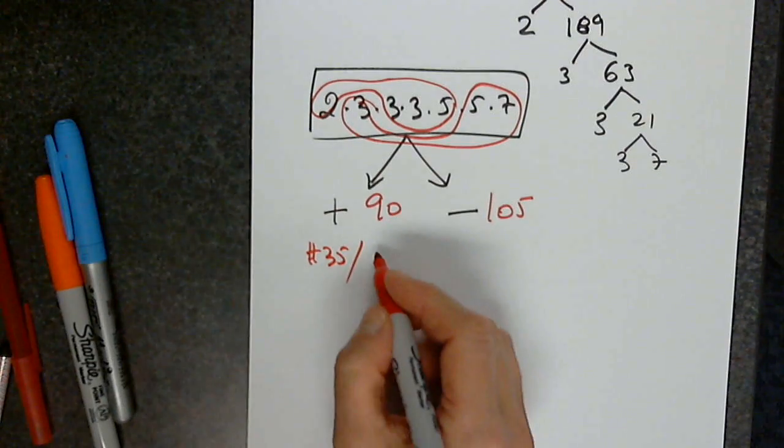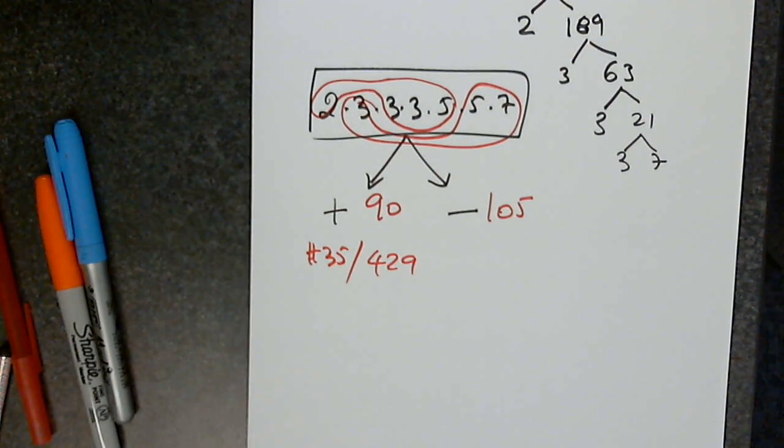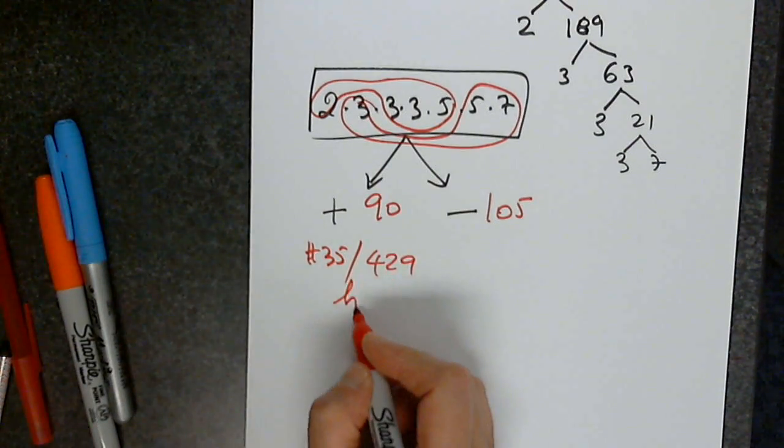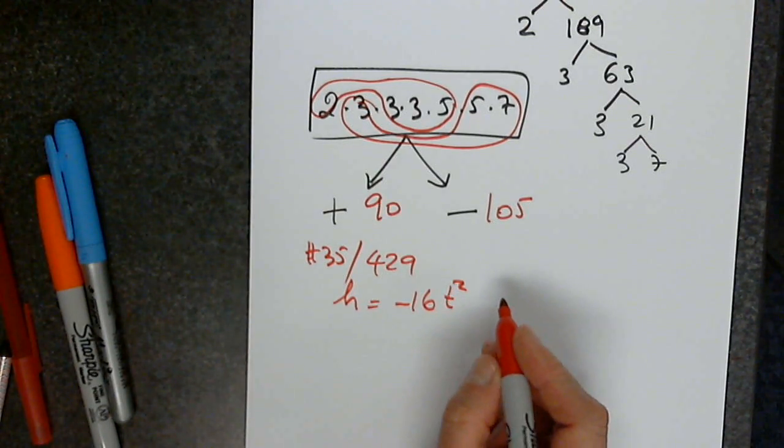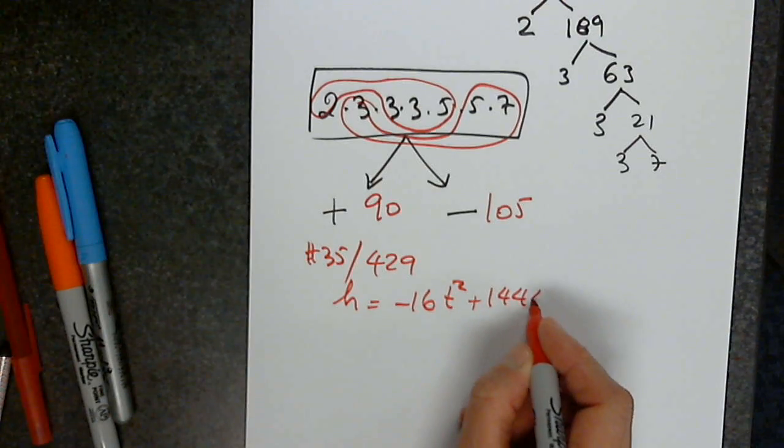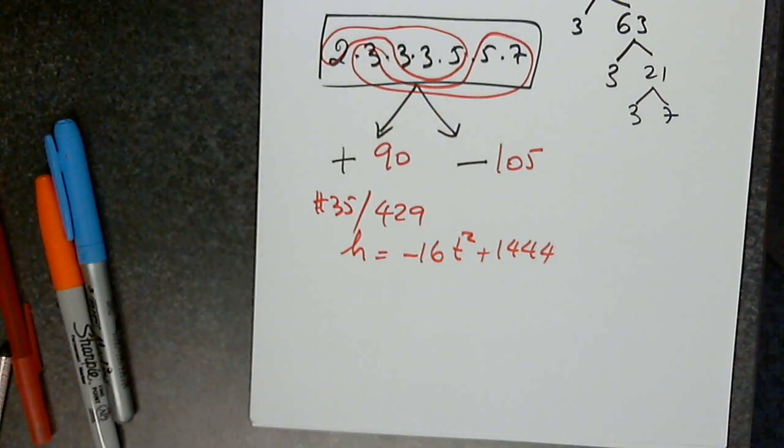On page 429. An object is dropped from 39 feet below the tip of the pinnacle atop one of the 1,483 foot tall, where the height h of the object is given to us as negative 16t squared plus 1,444. Find how many seconds pass before the object reaches the ground.